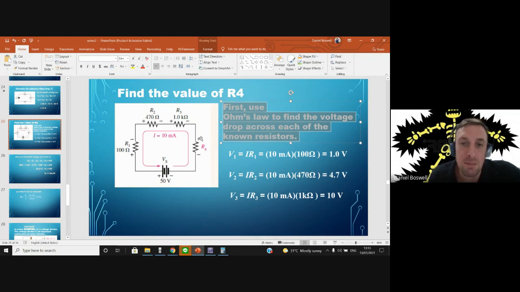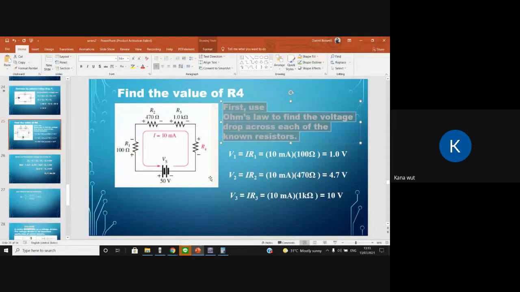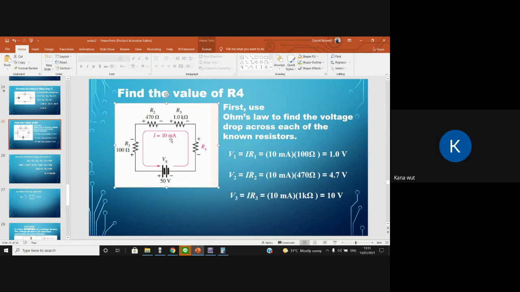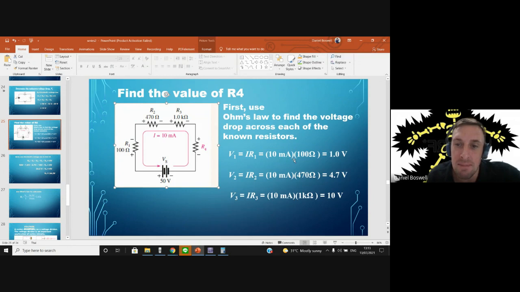And we need to find R4. So we're going to put our Ohm's law into use again. So we have our V1. And to find our V1, we do current multiplied by R1. We know our current is 10 milliamp. So we will do 10 milliamp multiplied by 100 ohm will give us how many volts?